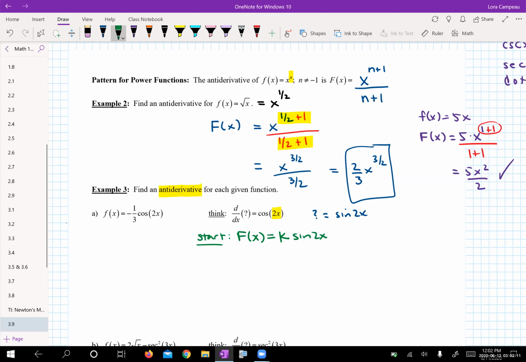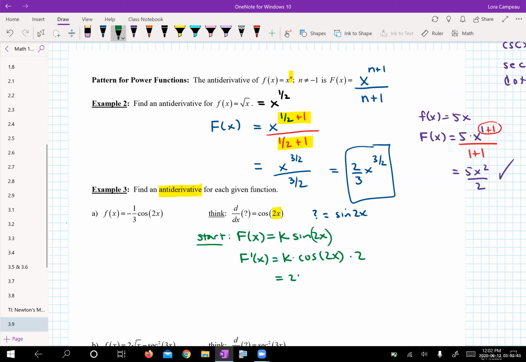will give us what our antiderivative should be. Now if we take the derivative of k times sine of 2x. Now the constant is k, the derivative of sine is cosine of 2x, but we also have to talk about the chain. So the derivative of the inside is 2. If you prefer to clean it up, that's fine.